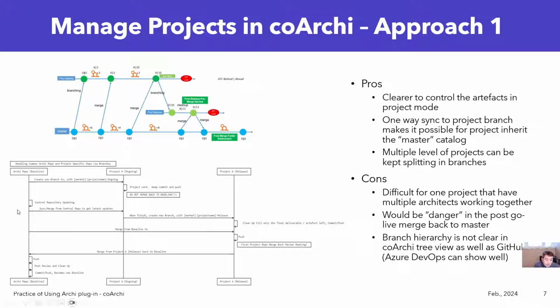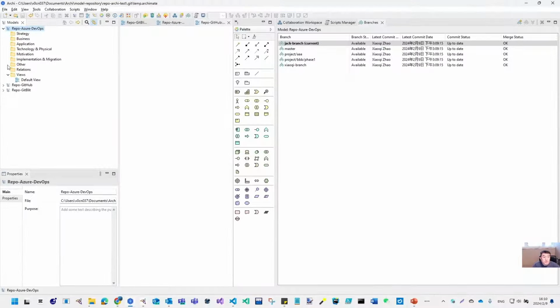We actually built a similar way, where we have our Archi repository as the baseline. We don't create another repo, because if you create another repo, they are just two models. You cannot synchronize, and coArchi cannot do anything to help you. But within this same model, we create multiple projects as multiple branches. That is what I demo to you here.